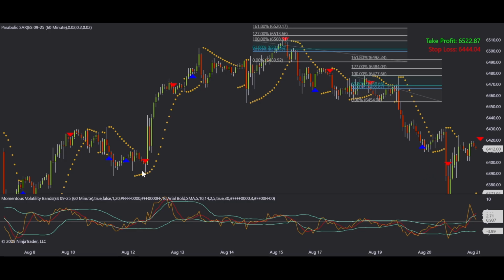Then, of course, super long-term hold would have been here. What we see, obviously, the parabolic SAR telling us even more downward momentum. This strong move. Finally, we do see the momentum volatility bands crossing here with this buy and a little bit of a move up here.